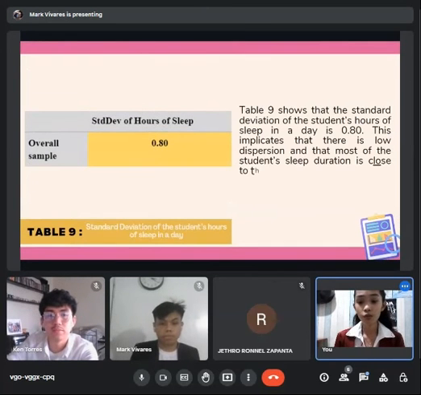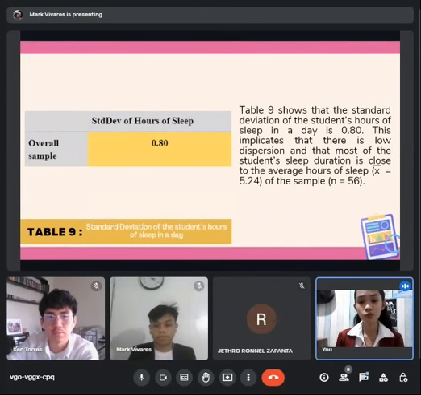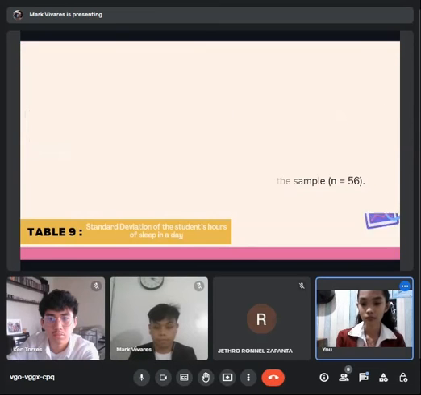Next, for the purpose of identifying if most of the students' sleep duration is close to the average, we utilize the standard deviation. From our data and as presented in Table 9, the civil engineering students' hours of sleep in a day has 0.80 standard deviation, implicating a low dispersion, and that most of the students' sleep duration is close to the average, or the 5.23 hours of sleep in a day.